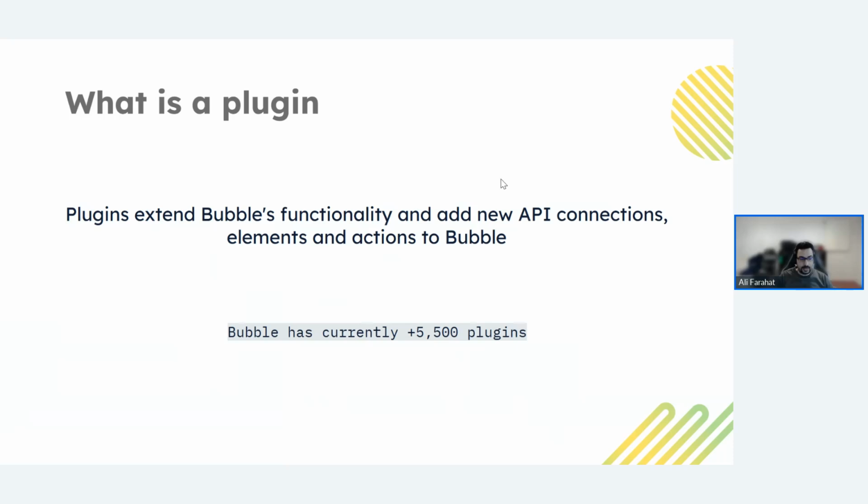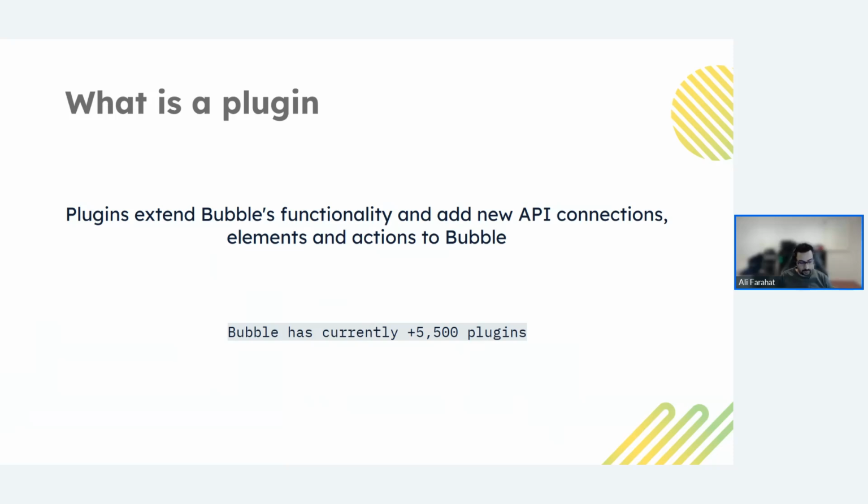I thought just one or two slides to show everyone what it is that we're going to be covering, and then we'll hop into a live development session. So what is a plugin? Well, basically a plugin, and this is taken directly from the Bubble manual, is something that extends Bubble's functionality, that makes it do something that it doesn't natively do.